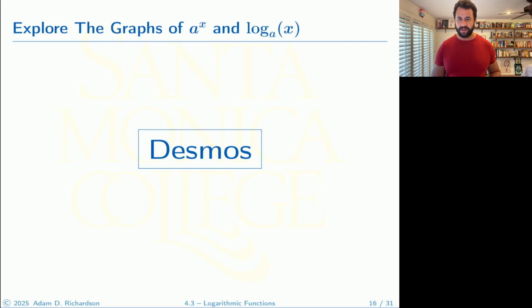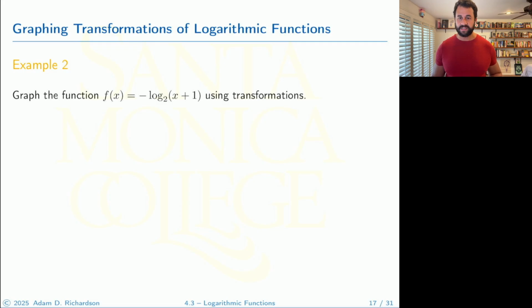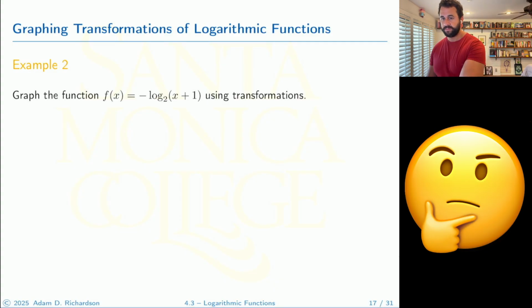Let's briefly talk about transformations of these graphs. I've just got one example because it really is just the same as what we've seen in the past. So you can try this one on your own. Try to graph this function: negative log base 2 of x plus 1 using transformations. So I'll give you a minute to think about it. Remember, you can pause the video and think about it.